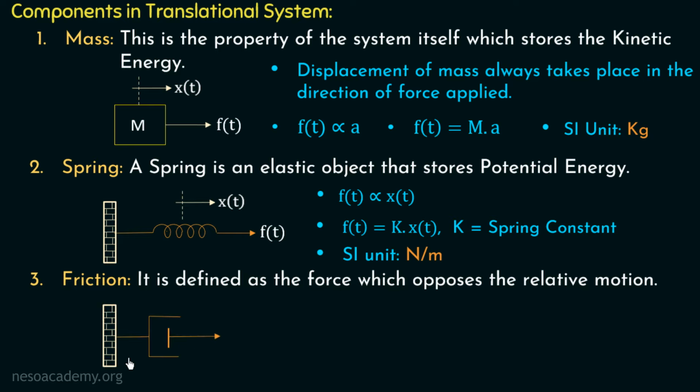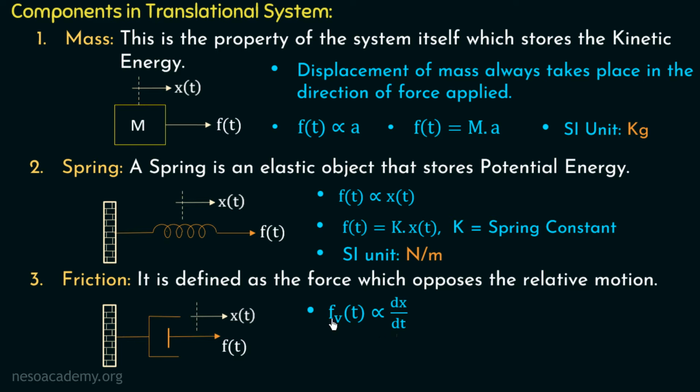The friction is represented by using a damper or a dashpot. This is a damper or a dashpot which represents the friction existing between two bodies or a surface and a body. So if we apply a force F of t to the right hand side, then there will be a displacement x of t to the right hand side. But there will be an opposing force of friction which will act in the opposite direction to that of F of t. And that force is proportional to the velocity of moving object. So we can write Fv of t proportional to dx over dt, where Fv of t is the opposing force due to friction and dx over dt is the velocity of this system.